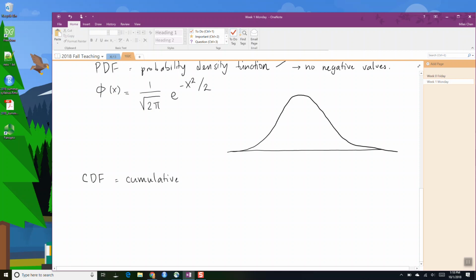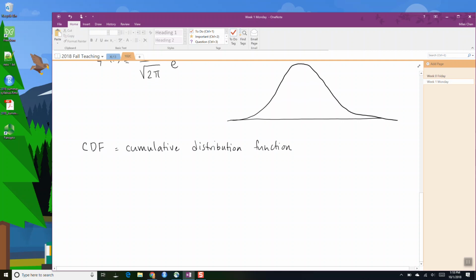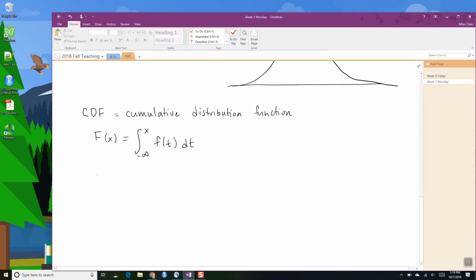This is the cumulative distribution function. And what's this? This is the integral from negative infinity to x of the density function, of f of t dt, right? And so if we did the CDF of the normal distribution, we would get the integral from negative infinity to x of phi t dt, okay?